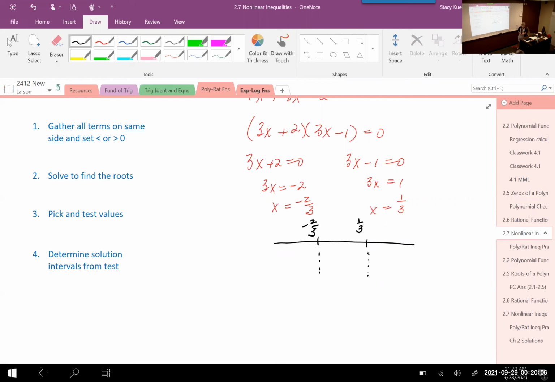So could we test from the left? Could we test -1? Yep, we can test -1. You could test 1.5, -2. You can test whatever you want. Y'all get your calculators out and let's test some points.